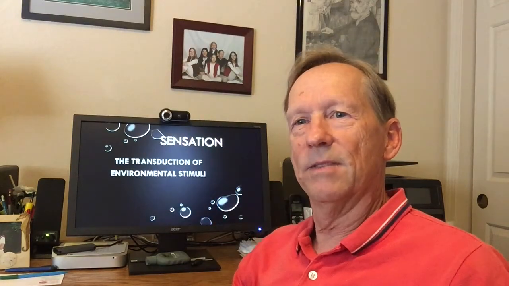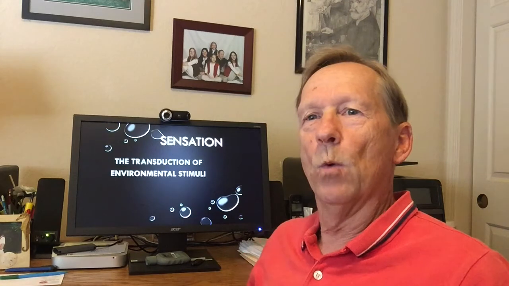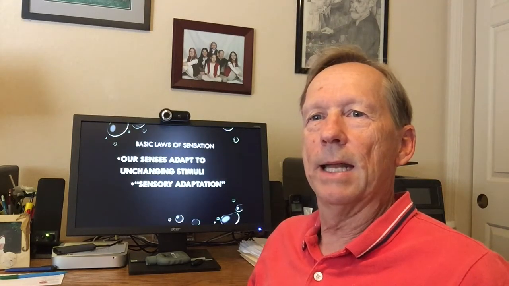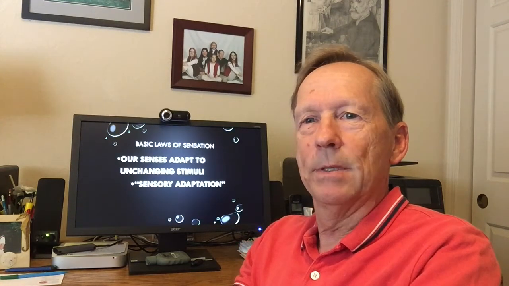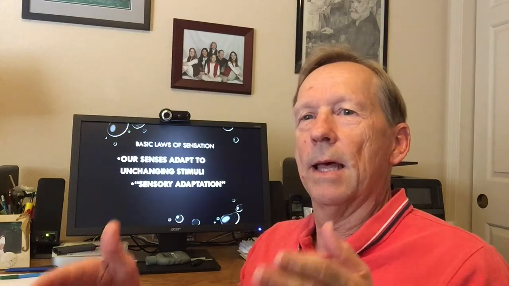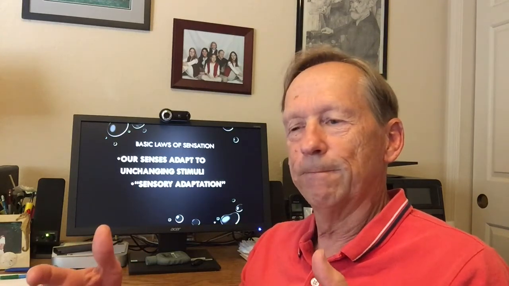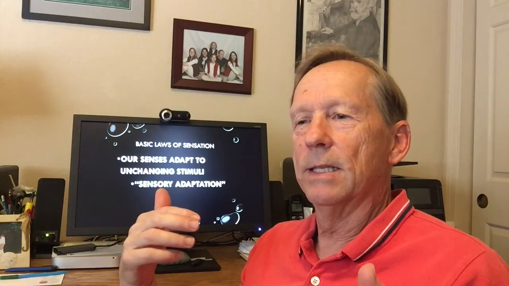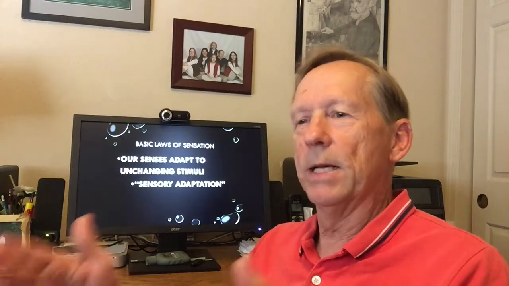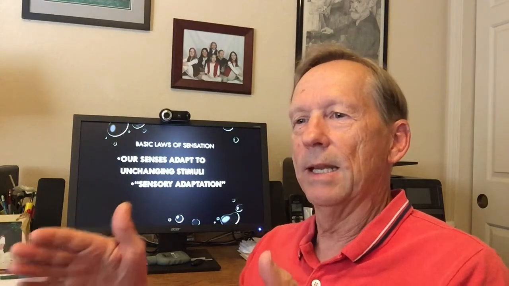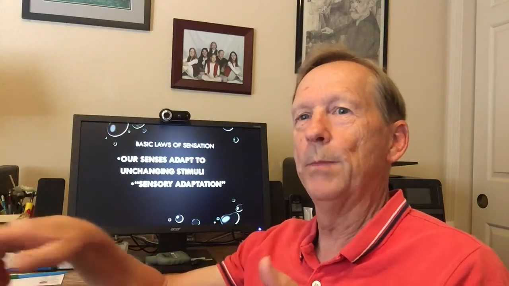All right, let's go on and talk about some of the basic laws of sensation. One basic law of sensation is called sensory adaptation. Sensory adaptation is the basic idea that our senses adapt to environmental stimuli that are constant, that are unchanging. So the idea is that our sense organs kind of stop sending information to the brain about something that they are sending repeatedly again and again and again, moment to moment to moment.